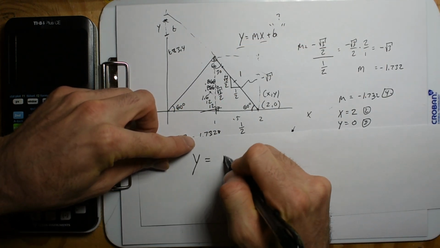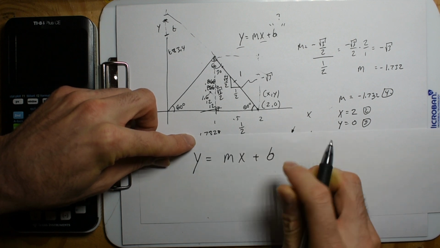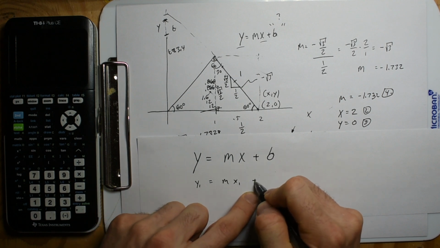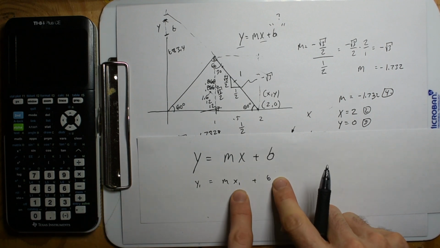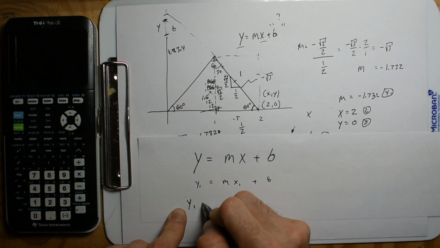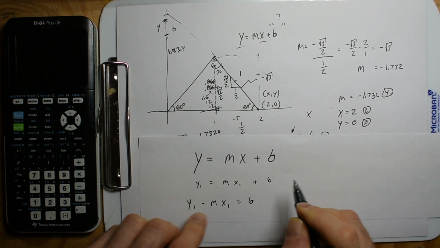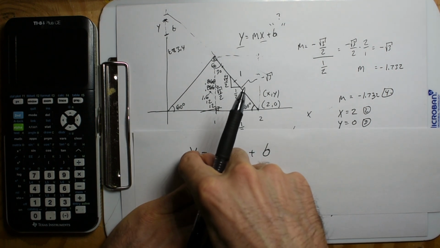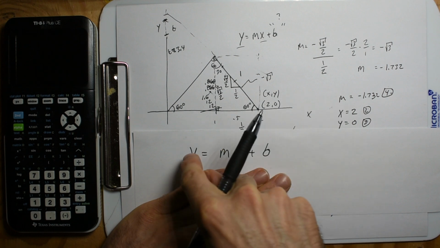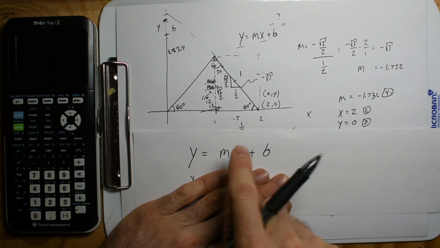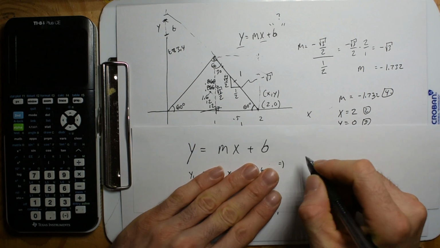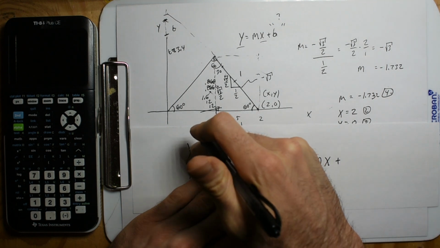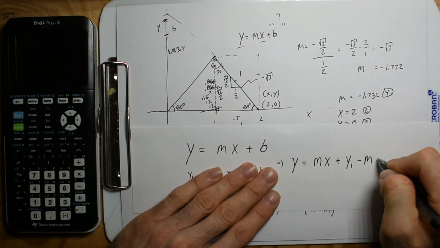If I have y is equal to mx plus b, how I solve for b is I have to throw in a y1 and mx1, and then I can solve for b. Solving for b requires taking this to the other side: y1 minus mx1 is b. So if I can do that in one step and say b is y1 minus mx1, I can go right to the point slope form. I can say y is equal to mx plus y1 minus mx1.